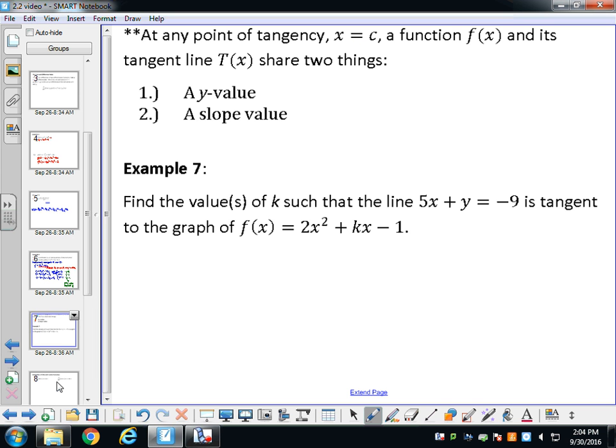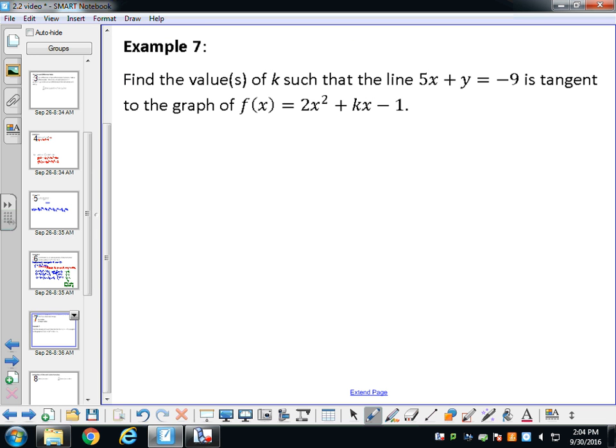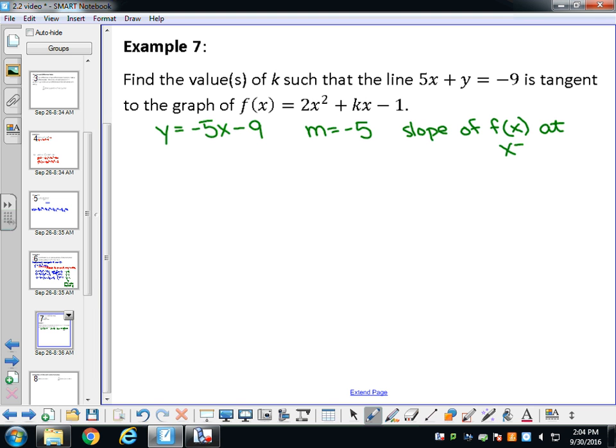I want to find the values of k such that the line is tangent to the graph of f of x. So what I first started with was I looked at my line and I rewrote it. My line was y equals negative 5x minus 9, so I know that my slope is negative 5. So that's going to be the slope of f of x at x equals c. I still don't know that. I don't know exactly where this is happening yet.